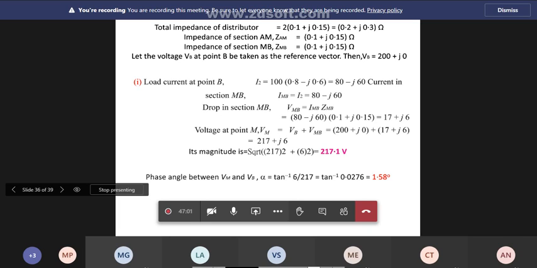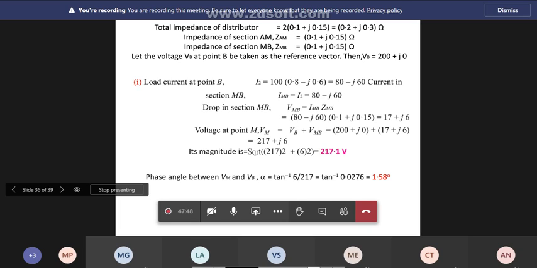Impedance at section AM, ZAM, is equal to 0.1 plus j0.15 ohm, right? They have given it directly in ohm, not per kilometer. In the previous problems all were given in ohm per kilometer, but in this problem they have given directly in ohm. That's why I am putting it directly. ZAM is 0.1 plus j0.15, ZMB is also 0.1 plus j0.15. That's why I am writing total impedance as 2 into this value. Otherwise, by adding these two, we get this value only, right? There is no need for this total impedance. Just the impedance of AM, the impedance of MB, and VB is 200 plus j0.